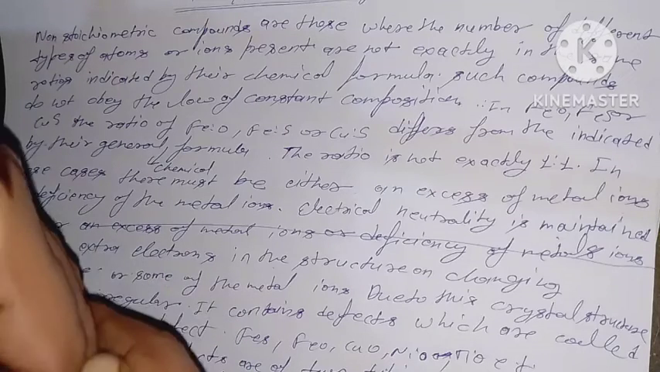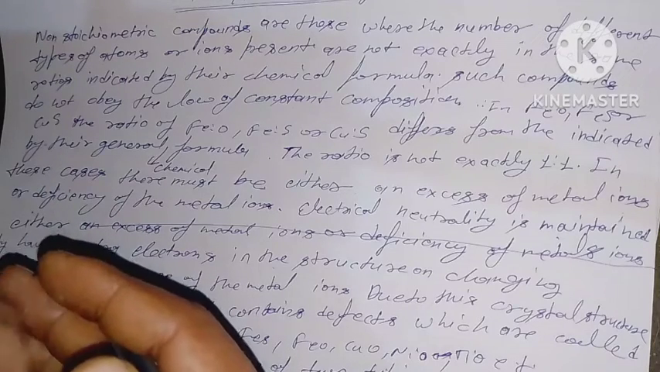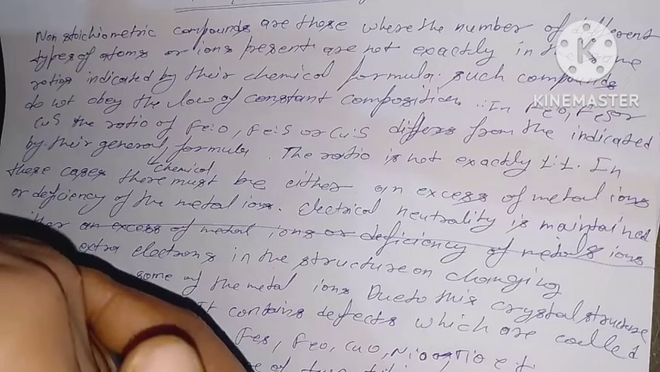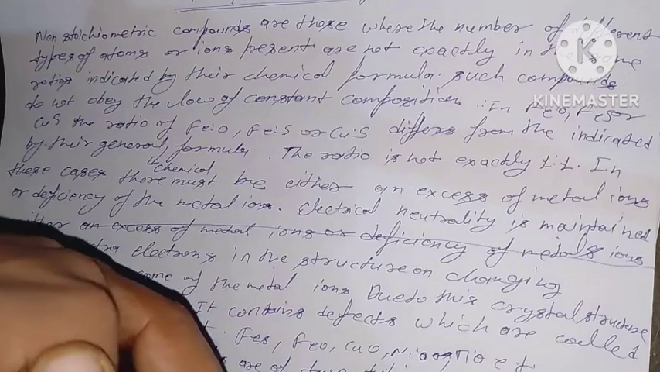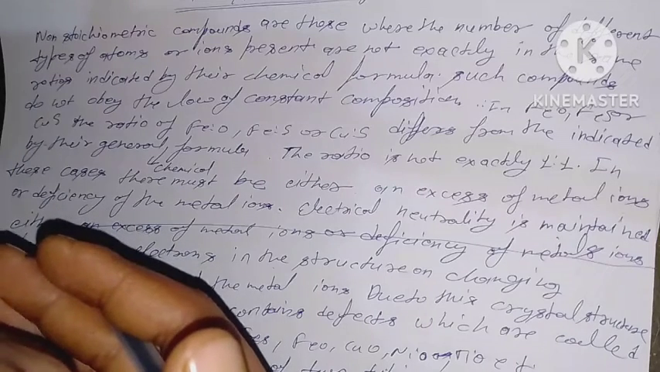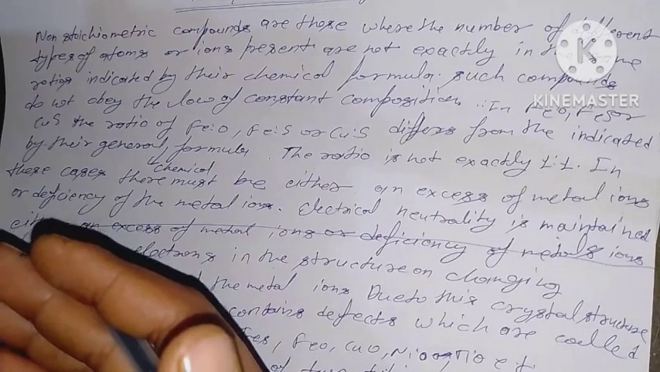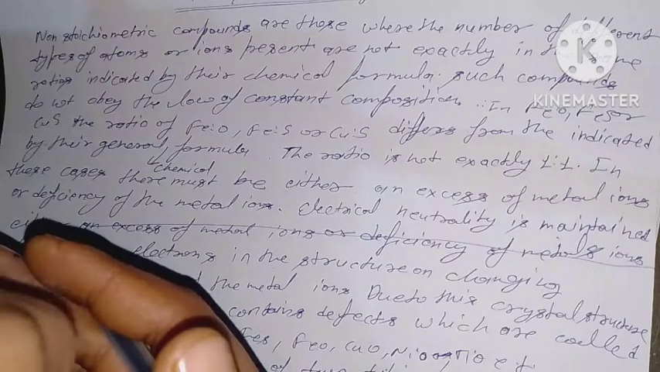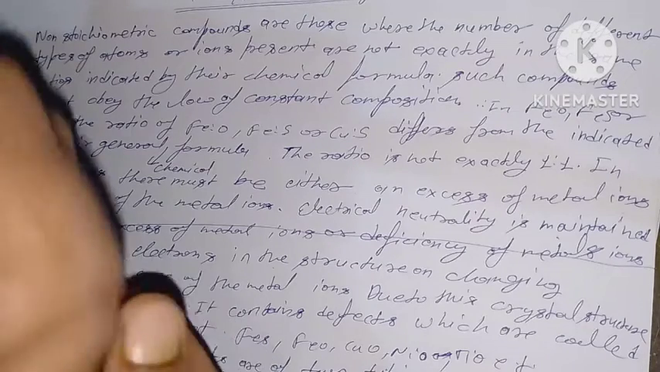Non-stoichiometric defects are two types. First is metal excess defect and the second is metal deficiency defect.